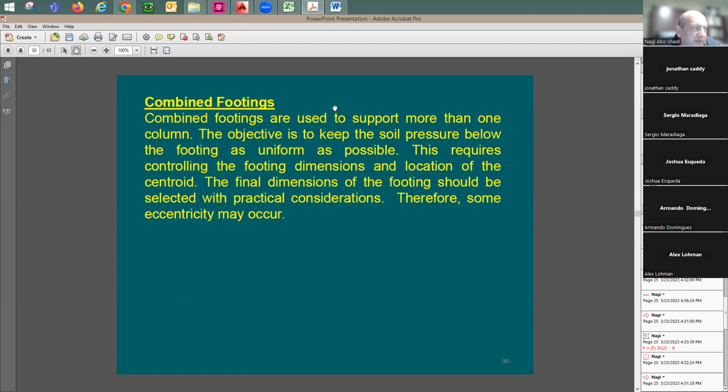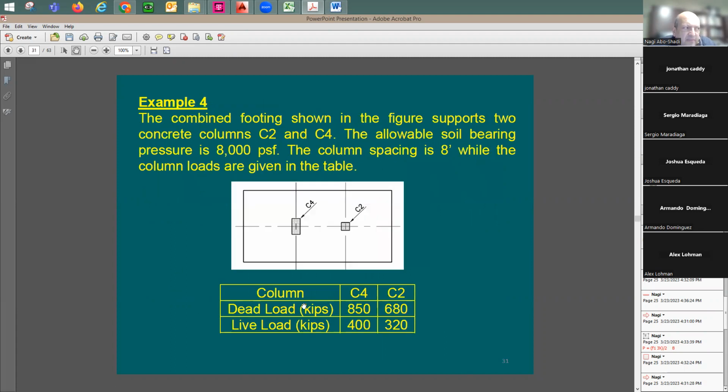What is a combined footing? A combined footing is when you have one footing supporting two columns at the same time. And it could happen when columns are kind of close to each other and the footing size is kind of large and they are overlapping together. It's going to look like this. This is a plan view. So you have one column, another column, and each one of them has a different dead load and live load, but they're kind of close to each other.